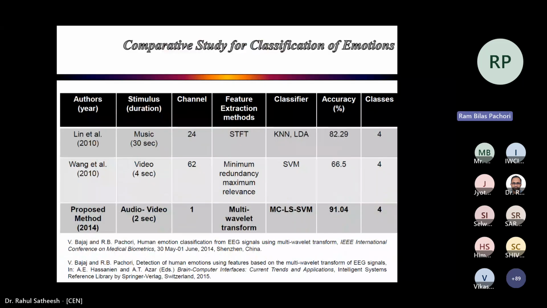And here you can see we have compared our proposed method with other existing methods in the literature. They use music, video, different numbers of channels, different signal processing techniques, different classifiers. The obtained accuracies were 82.29%, 66.5%, and all these studies are 4 class. Our proposed method gives better performance than the other existing methods in the literature, and gives better classification performance. This is based on the multi-wavelet transform. Next slide, please.